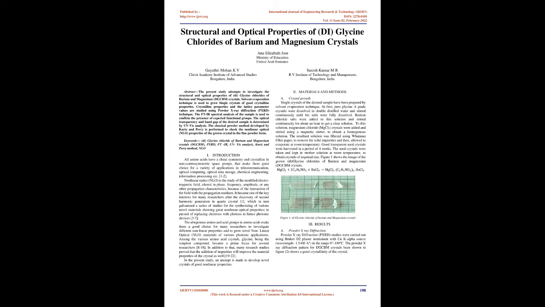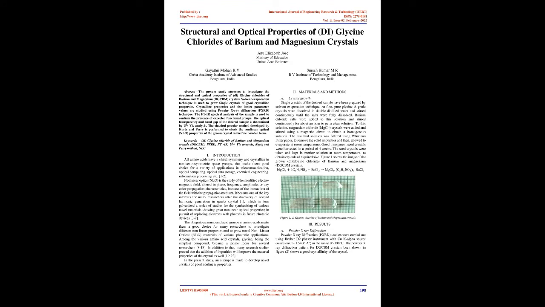The classical powder method developed by Kurtz and Perry is performed to check the nonlinear optical, NLO, properties of the grown crystal in the fine powder form. Keywords: D-Glycine chloride of barium and magnesium crystals, DGCBM, PXRD, FTIR, UV-Vis analysis, Kurtz and Perry method, NLO.